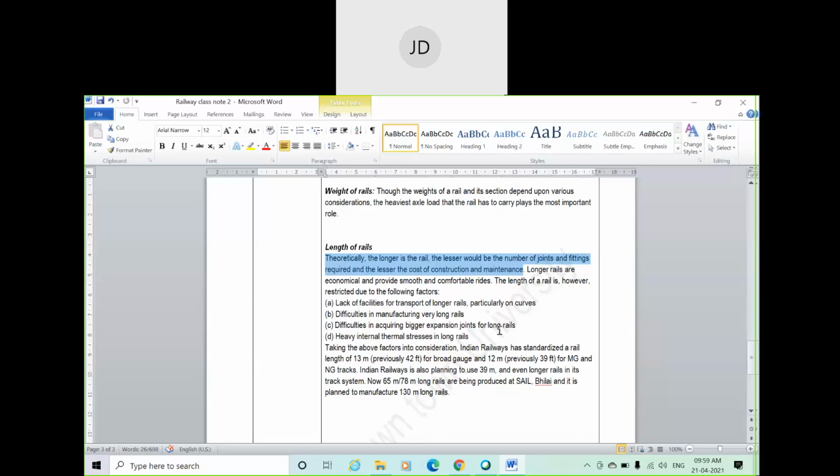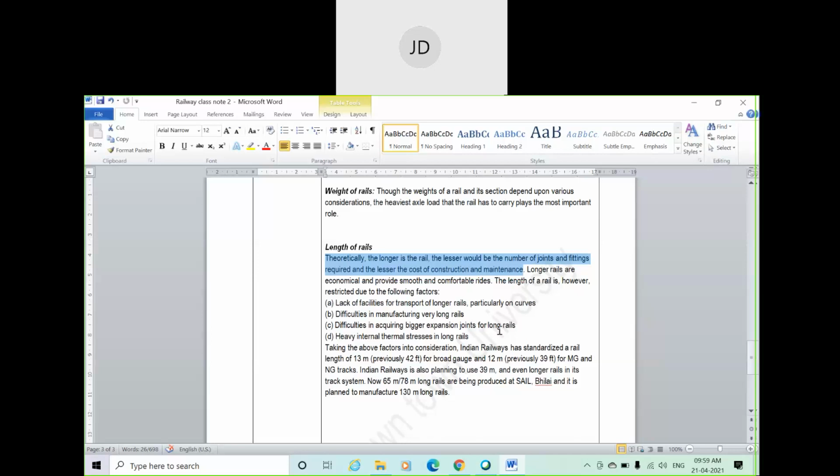Next, difficulties in manufacturing very long rail. Manufacturing a longer rail is also very tough, although right now they are going for longer rail. You can check with the railway ministry; they are manufacturing right now. Next, number three, difficulties in acquiring bigger expansion joints for long rail.